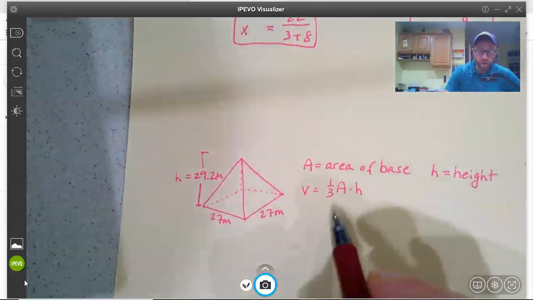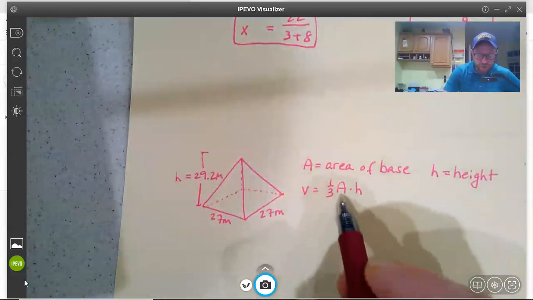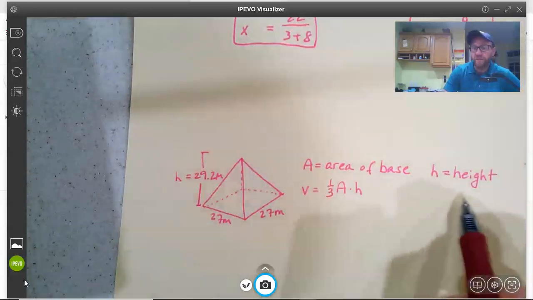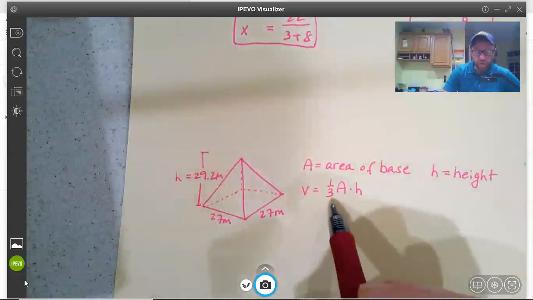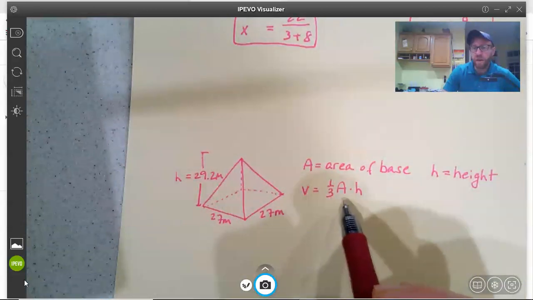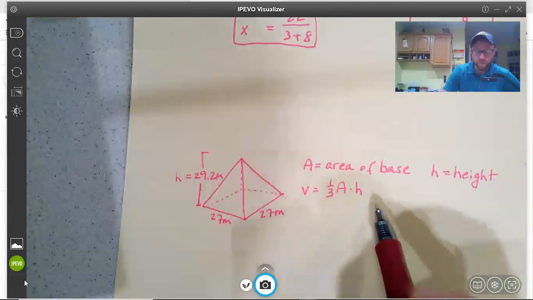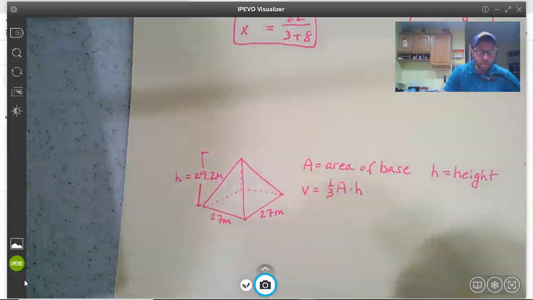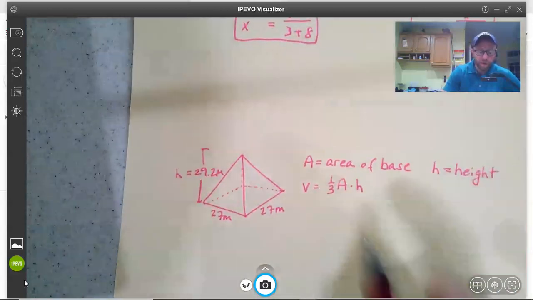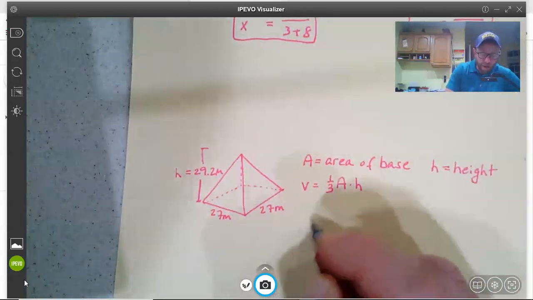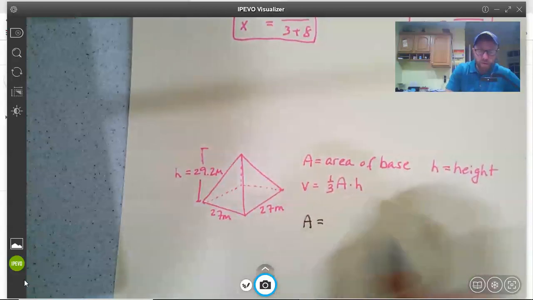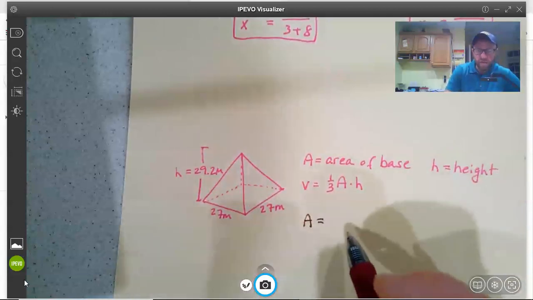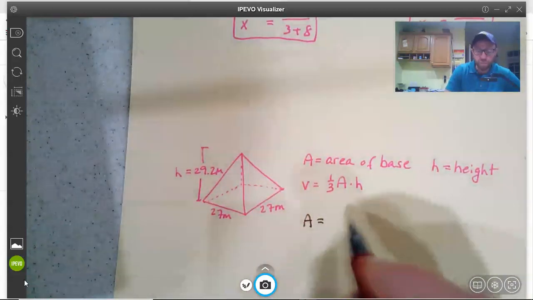The formula for the volume of any pyramid is, if A is the area of its base and H is its height, then the volume is equal to 1/3 the area of the base times the height. So we just have to find the area of the base and then plug that in here. Alright, so let's see. Area of this base. Well, the base is a square. We said that already. It has sides of, in this case, 27 meters.